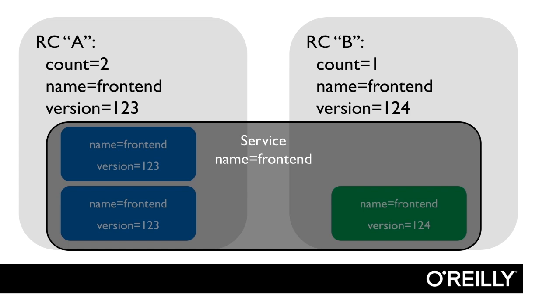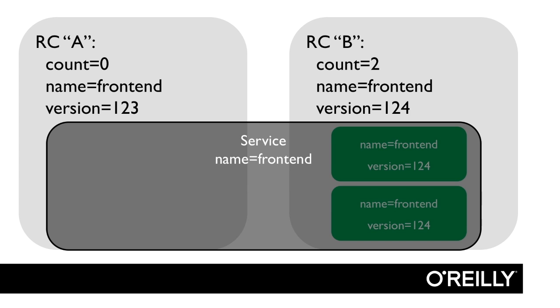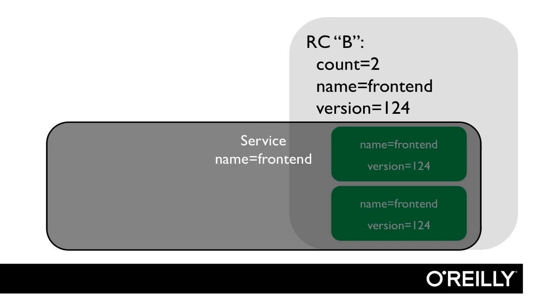Now let's change a couple of numbers. First, we'll ratchet the first RC's count down to 1, and since it has too many pods now, it will stop 1. Then we'll turn the second RC up to 2, and it will notice that it doesn't have enough, and it'll start another one. Finally, we'll turn the first RC down to 0, and it will stop its final pod. And then we'll go ahead and delete it because it's not doing anything for us right now.